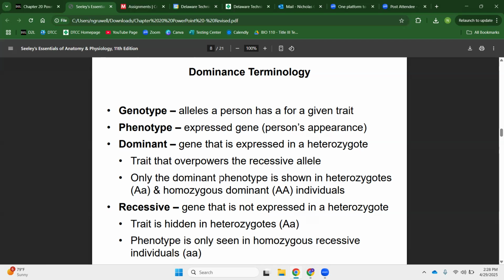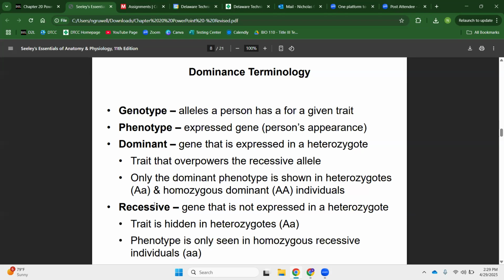So for example, if I said the big A stands for brown hair and the little a stands for blonde hair, in this case, on paper, you would have one allele for brown hair, one allele for blonde hair. This would be your genotype. Because the dominant beats out the recessive, the phenotype would be brown hair because that's what's going to show through and be expressed, the dominant trait.